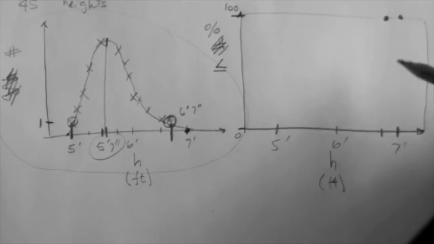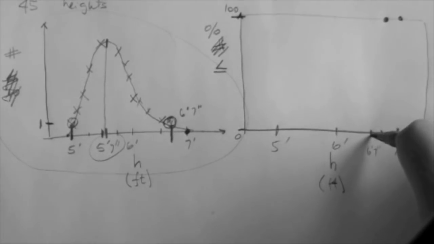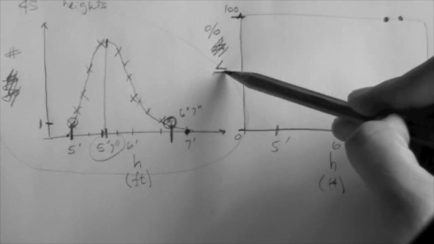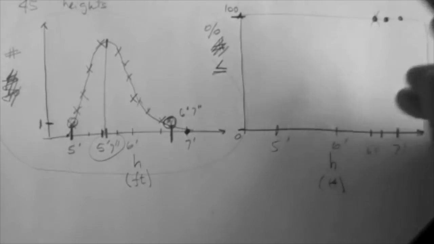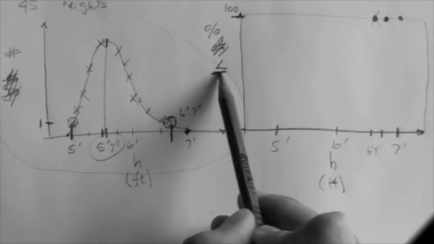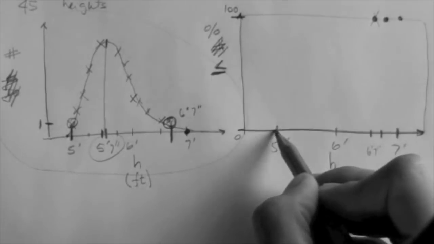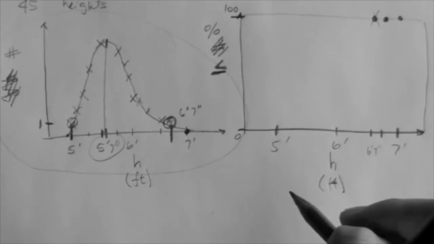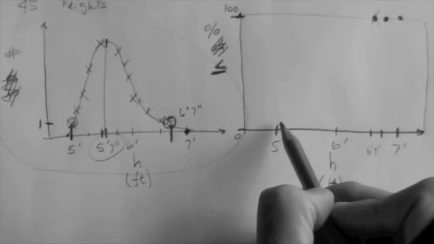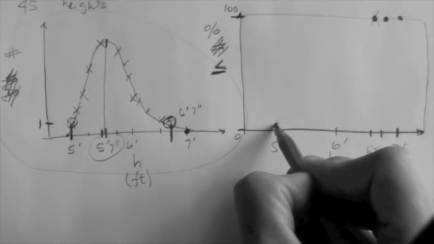So let's say that's the case. 6'7" is around here. That's the tallest person. So what percentage of the class is smaller than or equal to 6'7"? 100%, because there's one person that is 6'7". That means that the equal sign stands, right? It's less than or equal to. All right. What percentage of the class is shorter than or equal to 5 feet? Well, there's one person that is 5 feet tall, and so that percentage is 1 over 45, right? So it's a very small percentage.